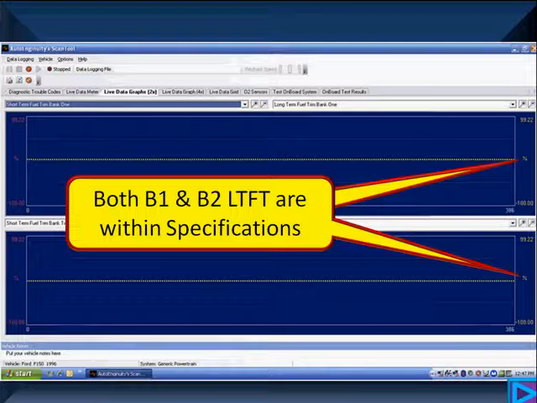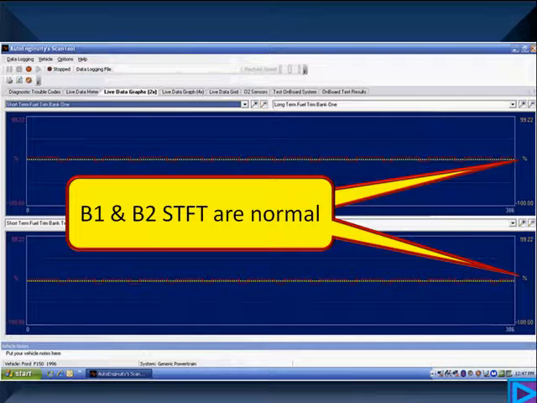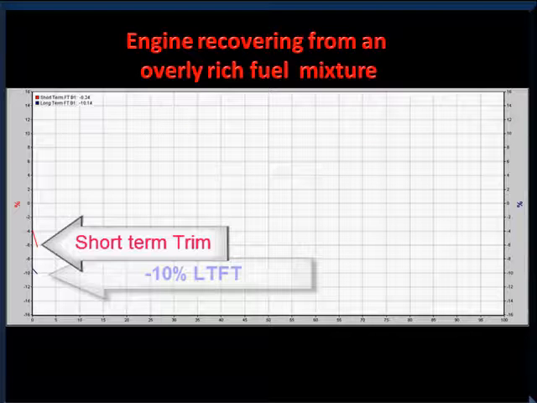But here's what looking normal is. They're both rocking along. The middle is zero. They're both perfectly balanced, reading zero. There are no changes. The car's running fine. Here is an engine recovering from an overly rich fuel mixture. We did an injector cleaning where it was far too rich.